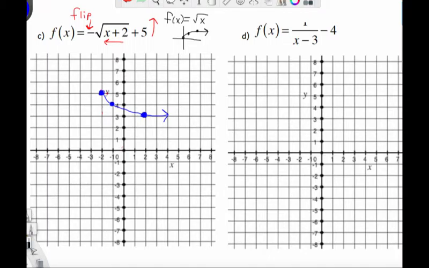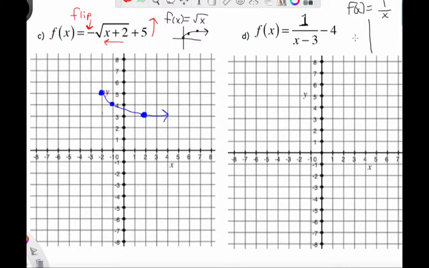All right, last example on this page is f of x equals 1 over x minus 3, minus 4. I think that was supposed to be a 1. I'll double check it before I post the video, but I'm sure it's just a 1. Okay, so let's go ahead and think about what the parent function would be. If I took away the 3 and I took away the 4, it would be 1 over x.